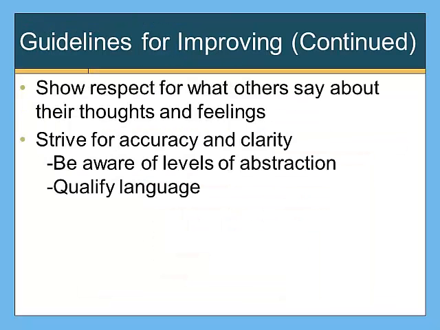Okay, next we have to respect what other people say. When somebody tells us, you shouldn't feel that way, we think, well, no, I'm allowed to feel this way. So we have to make sure we're respecting how others feel as well. We also need to strive for accuracy and clarity, so be aware of our levels of abstraction. Remember, misunderstanding is less likely when we're conscious of the levels of abstraction. When language is very general, people tend to misunderstand it, so we should make sure we're qualifying the language if we need to.